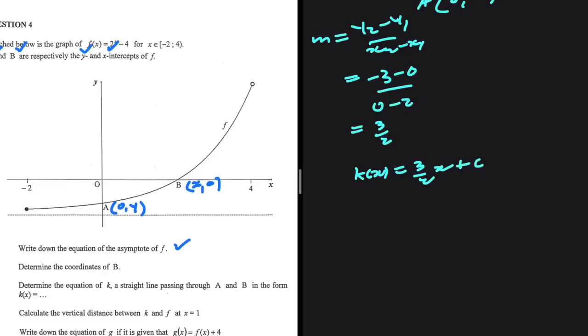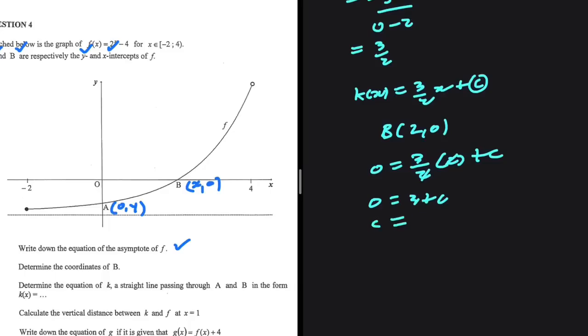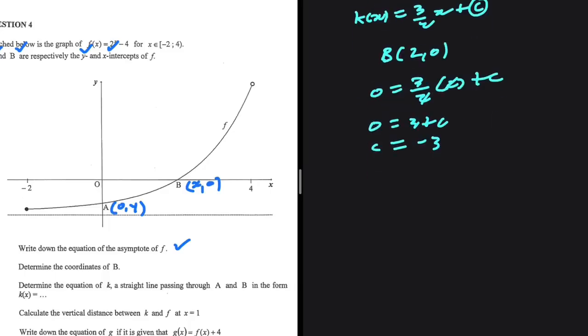Let's substitute either A or B to find the value of c. If we substitute B, B is 2 and 0. We're going to have 0 equals 3 divided by 2 multiplied by 2 plus c. 2 and 2 cancel out. We have 0 equals 3 plus c. It is obvious c is equal to minus 3. So we can conclude and say that k of x equals 3 divided by 2 x minus 3.